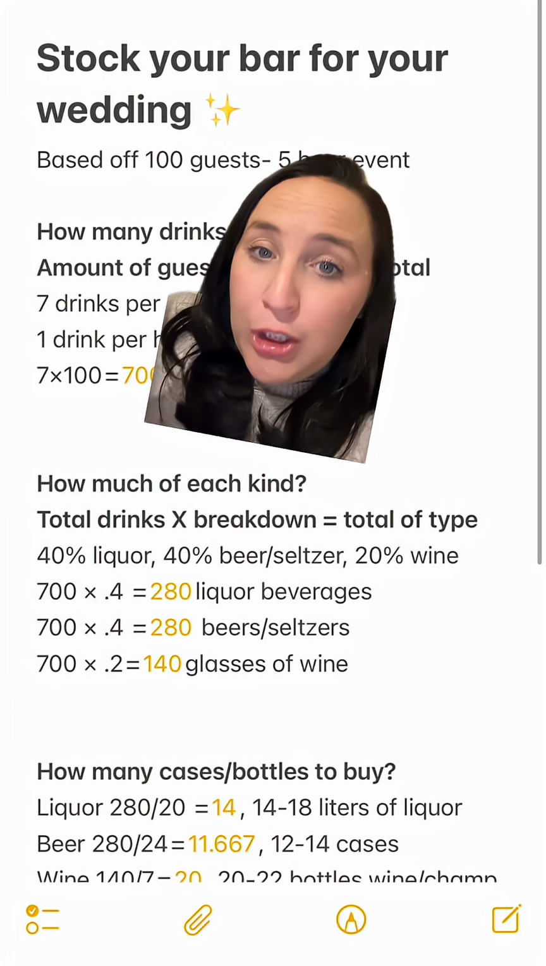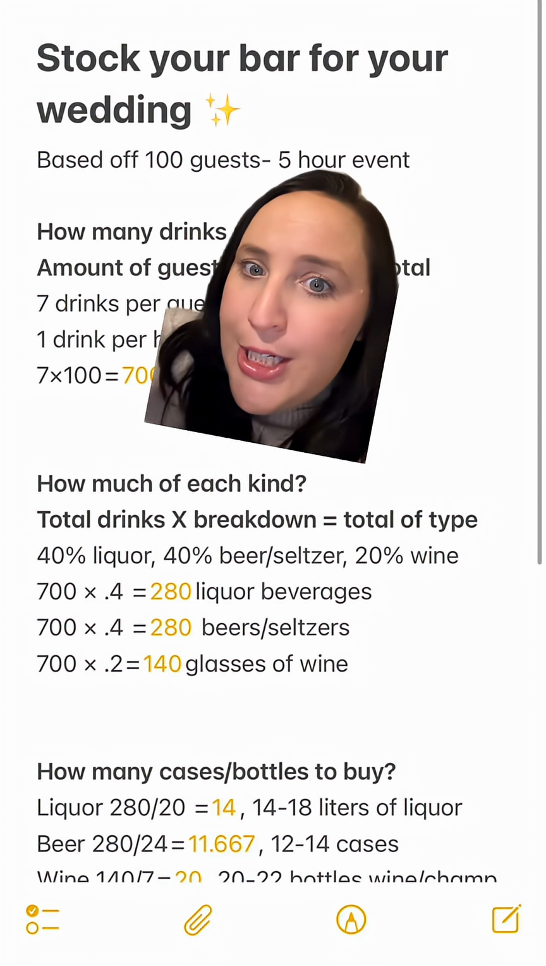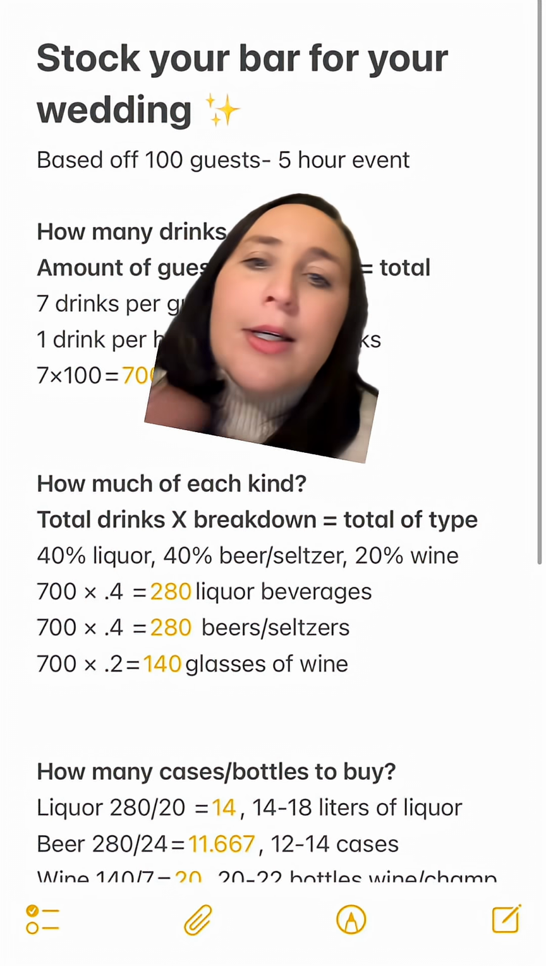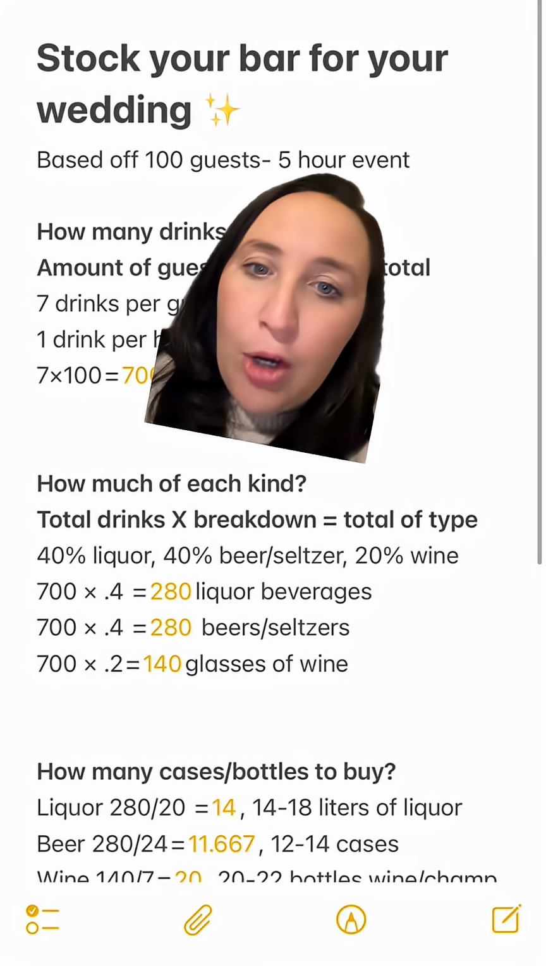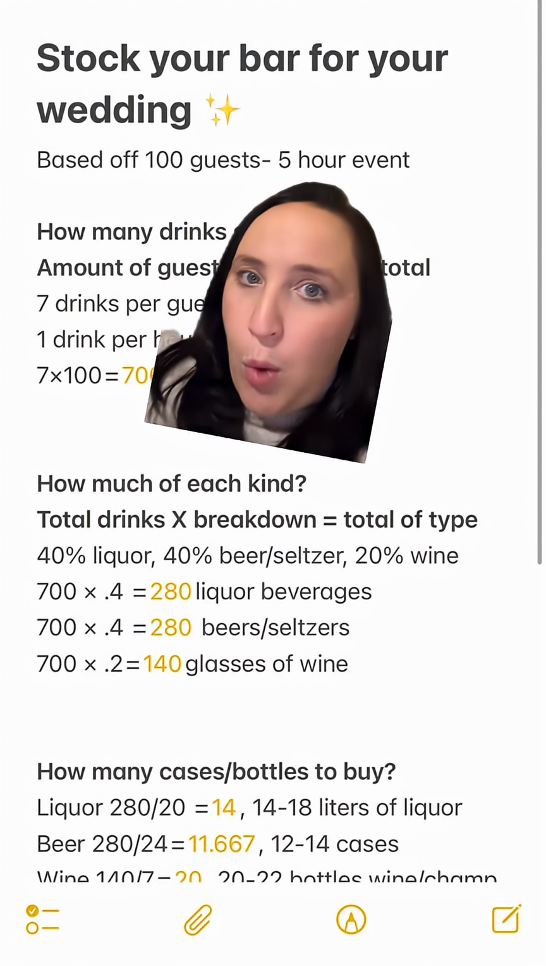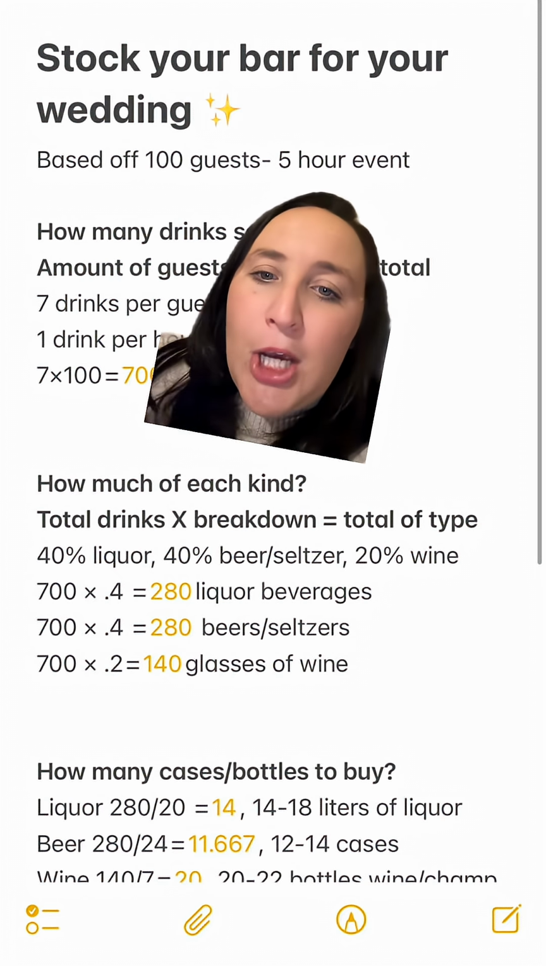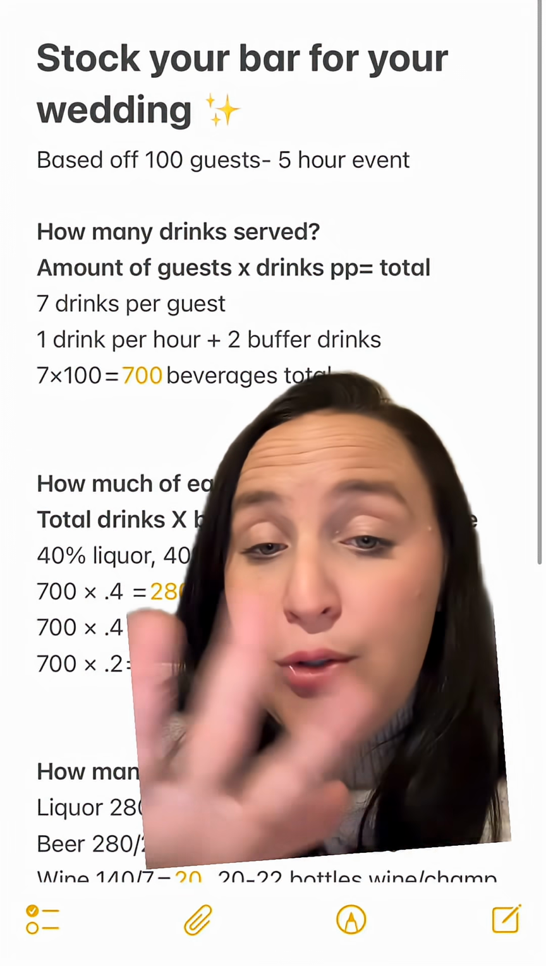As you can see below, I used that equation. 700 drinks total times 0.4 gives me 280 drinks. That goes for liquor, that goes for beer. And for wine, we said 20%. That gives me 140 glasses of wine. So that's going to give you your very, very basic.